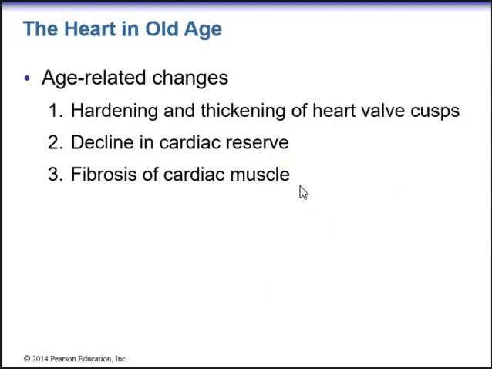Other age-related changes that can occur include the hardening and thickening of heart valve cusps, which could cause a defect in the closing of these cusps and cause regurgitation and heart murmurs. Also, there's a decline in cardiac reserve, which will decrease the amount of blood that is reaching the rest of the body. And then we have fibrosis of cardiac muscle, which will decrease cardiac muscle activity. So that is the end of chapter 19 on the heart.